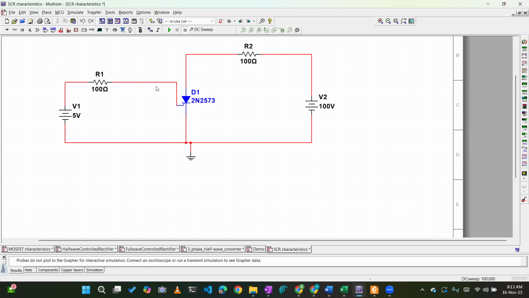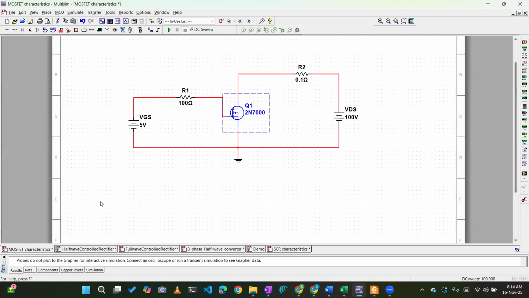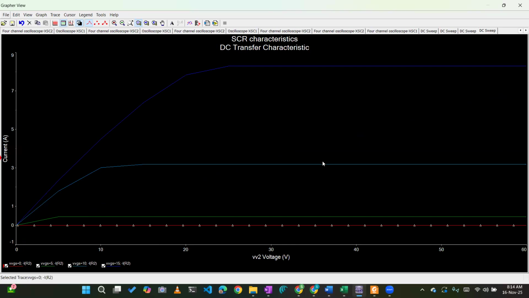For SCR you will be asked to draw the circuit and then write the theory, for both the MOSFET, IGBT and SCR characteristics: the basic theory, the regions of your characteristics, draw the characteristics, draw the circuit diagram, and then simulate it. Your waveform will be obtained for SCR in this manner only. The actual waveform will not be obtained. For the MOSFET, we have already seen that we get a good waveform similar to this.